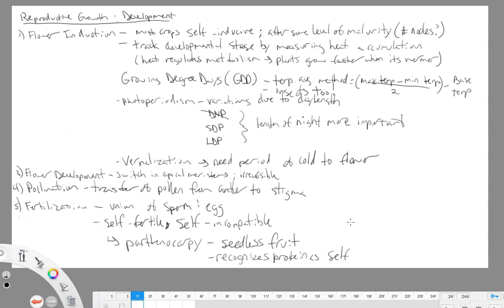And this is because heat regulates metabolism, right? So plants will grow faster when it's warmer. And we said that the way that we can measure heat accumulation is something called growing degree days. And we looked at the temperature averaging method, which is kind of the easiest method. In that method, you take your maximum temperature for the day, subtract the minimum temperature from it, divide by 2 to get an average, and then subtract from that a base temperature, which is the temperature below which no development is going to occur in your plant. And that base temperature will vary with different species. We went through some examples of that.